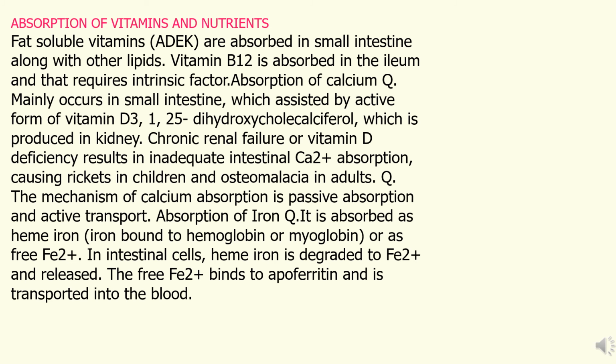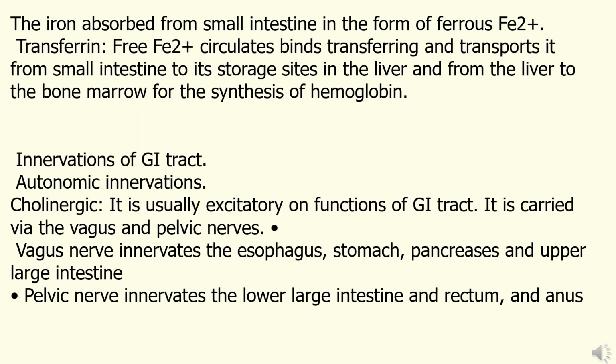Absorption of iron. It is absorbed as heme iron, that is iron bound to hemoglobin or myoglobin in muscles, or as free ferrous iron. The iron is absorbed from the small intestine in the form of ferrous. Now transferrin: free ferrous circulates and binds to transferrin, which transports it from the small intestine to its storage sites, the liver, and from the liver to the bone marrow. Why? For the synthesis of hemoglobin.